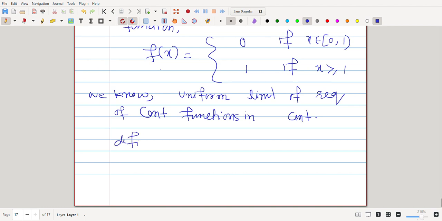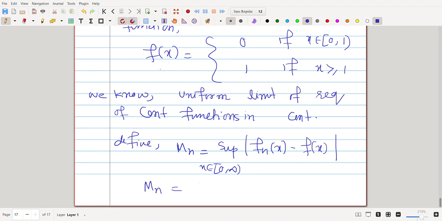so define a sequence mn. We know the mn test. Supremum x belongs to 0 infinity mod fnx minus fx equal to mn equal to supremum of x belongs to 0 infinity x to the n by 1 plus x to the n minus fx. Okay, so I need to divide two parts, because the limit function fx is defined in two different ways.